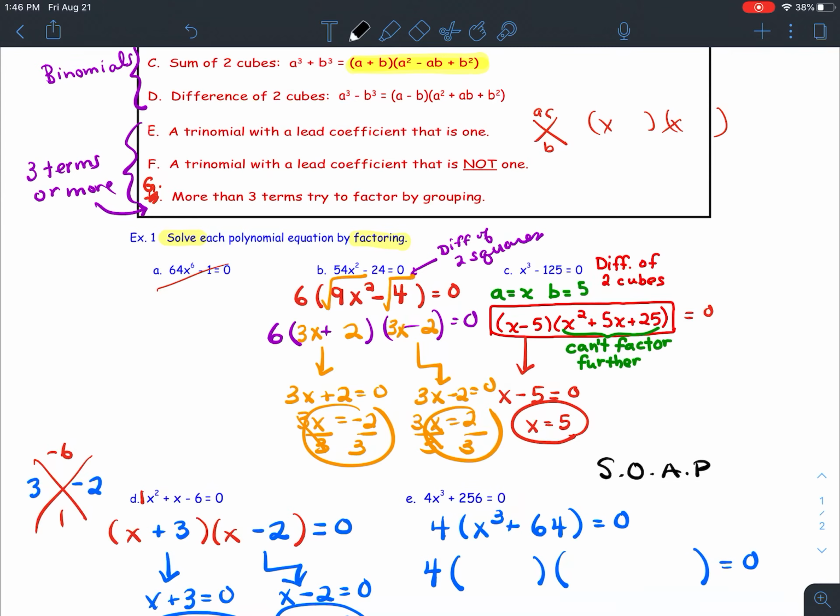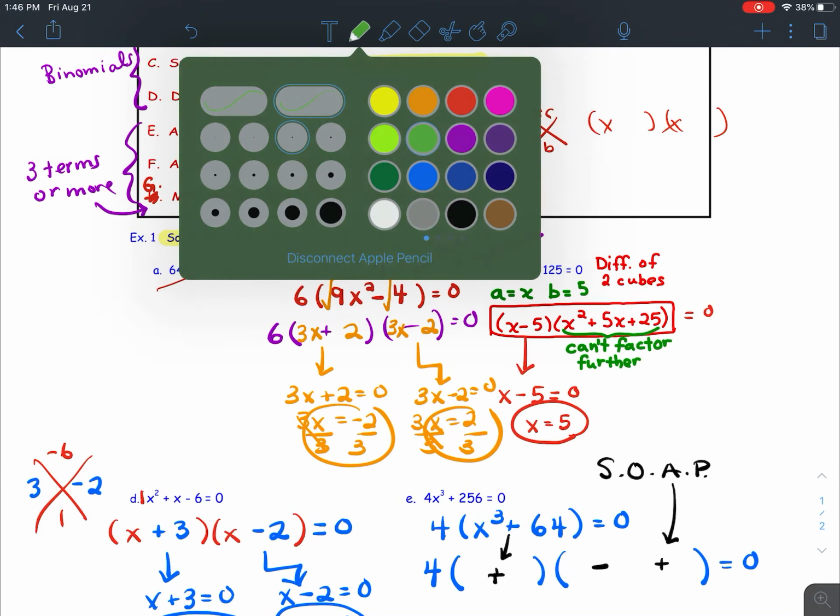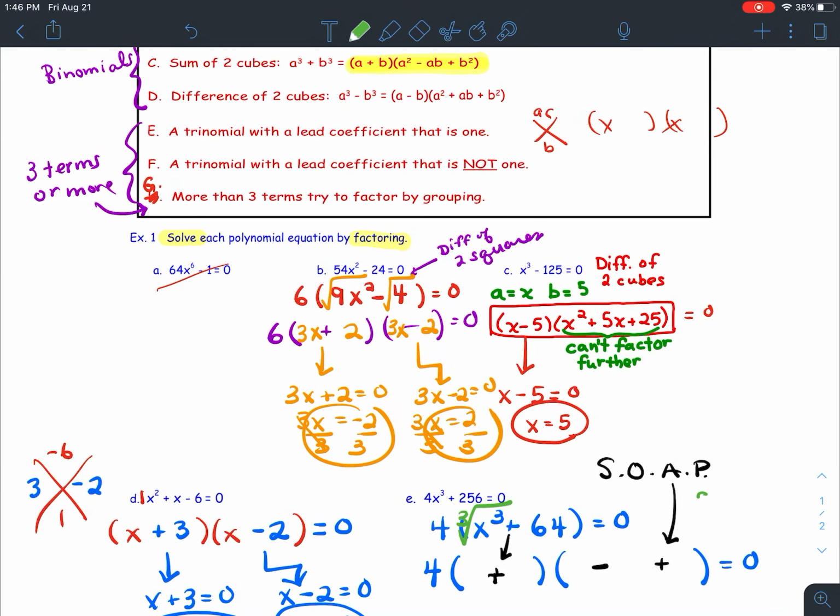Okay, if you remember, this is when we use the acronym SOAP. S stood for same, so I want to use that same sign, plus. O stood for opposite. I'm going to switch to a minus, and the AP is always positive at the end. Then I'm going to take the cubic root of the first term. Cubic root of x cubed is x. I'm going to call that my A. Then I'm going to take the cubic root of the last term. Cubic root of 64 is 4. I'm going to call that B. And then I'm going to fill in the binomial A and B. So this will be x and 4.